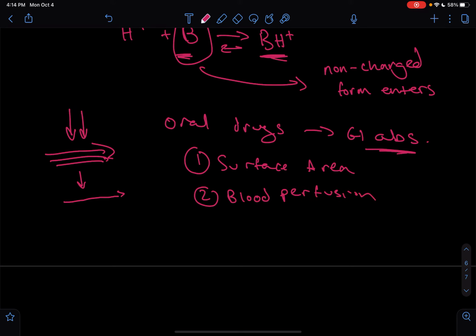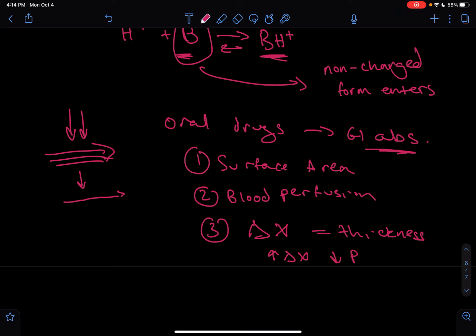And then the last thing we mentioned before is delta X, which is just thickness, all right? Thickness of the membrane. Obviously, increased thickness decreases permeability.